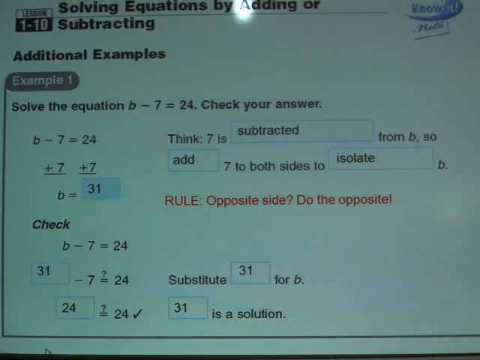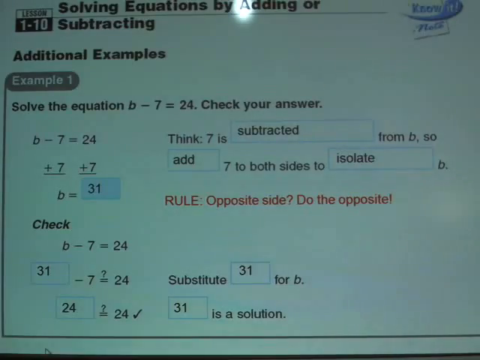First objective is always going to be to keep the variable on the left. Now when I say left, which is something you're going to hear me say a lot, I mean I want to keep the variable that I'm solving for to the left of the equal sign. And as you can see in example number 1 here, b minus 7 equals 24, the variable b is already to the left side of the equal sign, so that's not an issue.